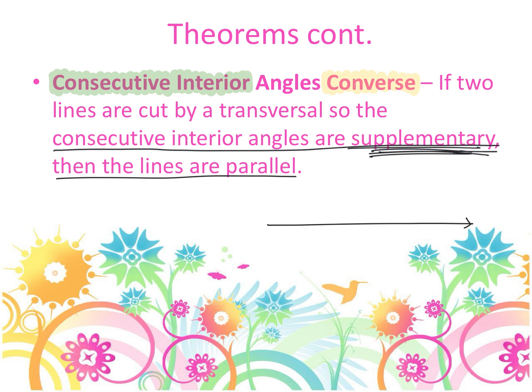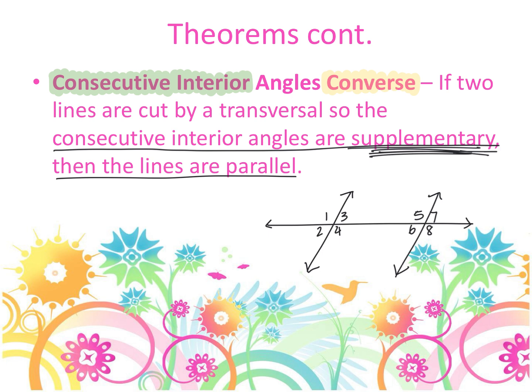This is my transversal. It's being cut, let me make those a little diagonal, by two lines. Again, I don't know if they're parallel. However, I have 1, 2, 3, 4, 5, 6, 7, 8. Can someone tell me which two pairs of angles are my consecutive interior angles? Which ones are my consecutive interior angles? Yes.